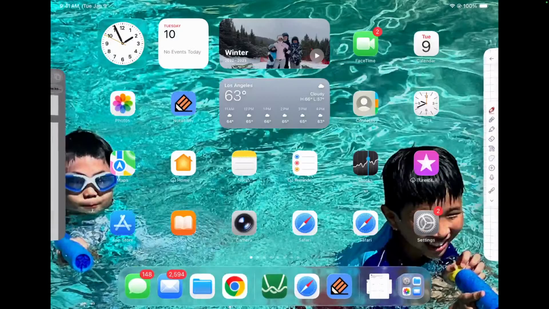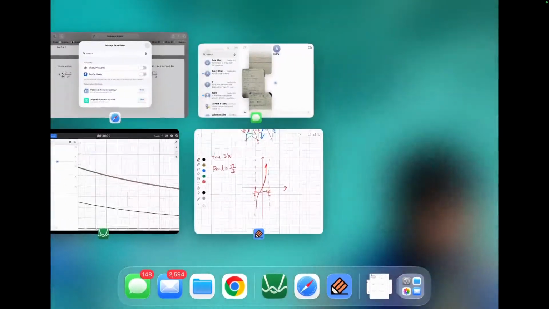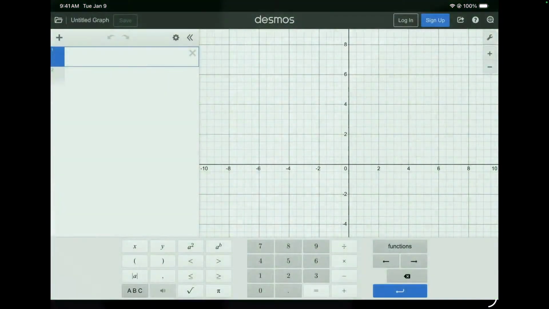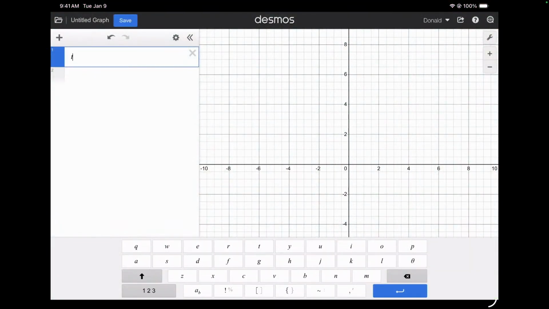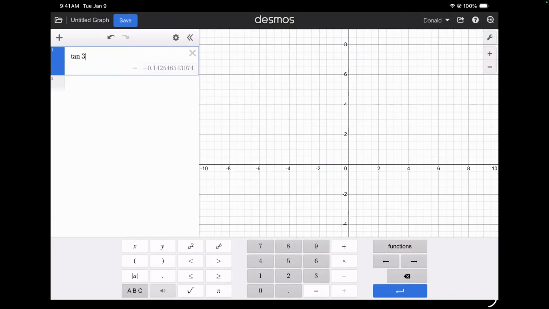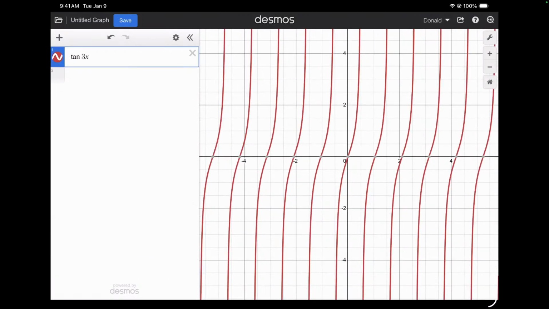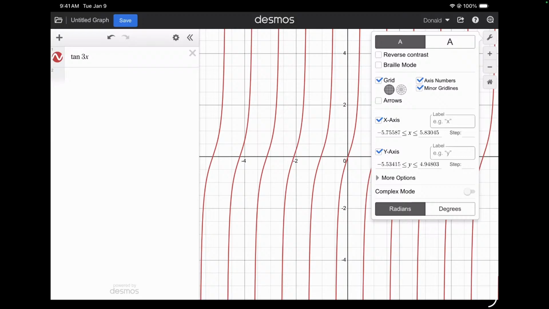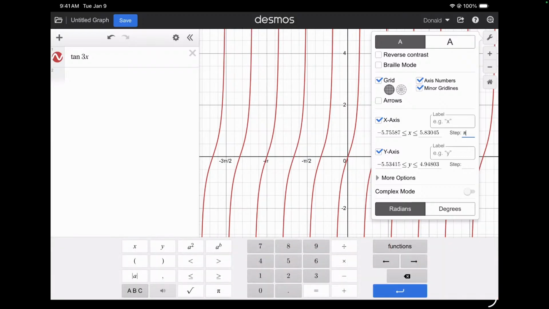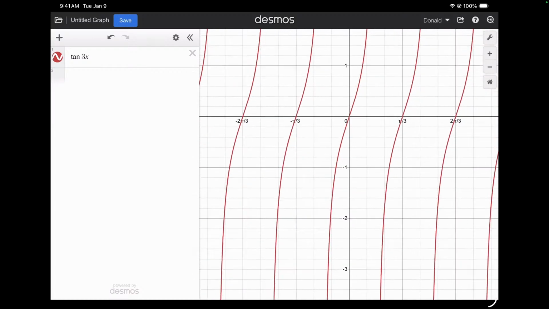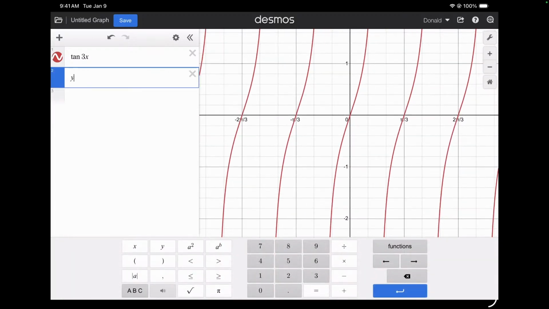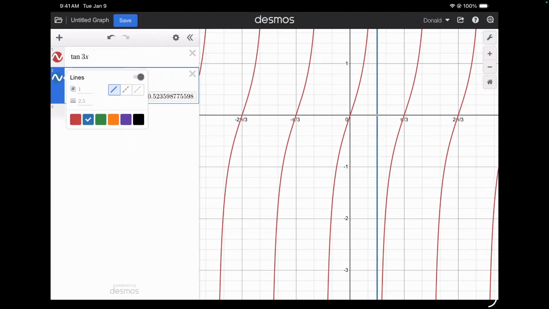If you don't believe me, look at this. Tangent of 3x is going to look like this. Guys, I need you to pay attention here. You can change the step into pi, and then you see that the axis becomes pi, right? And also, how do I graph it? x equals pi over 6, sorry, I lied, and this is your asymptote.